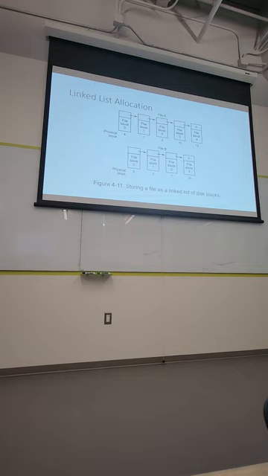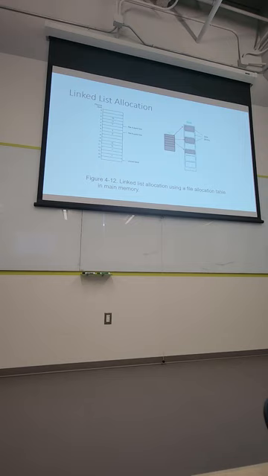Another way to do that would be a file allocation table. So I actually have an array over here that says, hey, I'm starting at block 4, and it points to 7, 7 points to 2, 2 points to 10, 10 points to 12, 12 says I'm done.